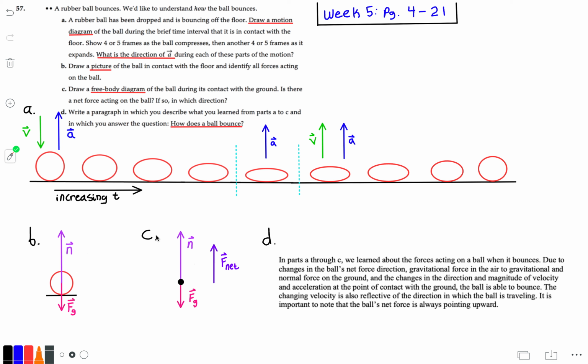As we notice in part C, we have our net force in the positive y direction because the sum of our forces here is going to be positive.